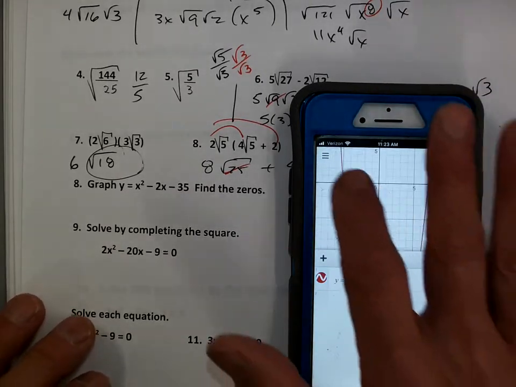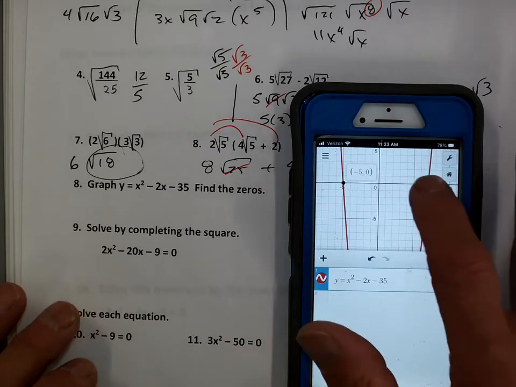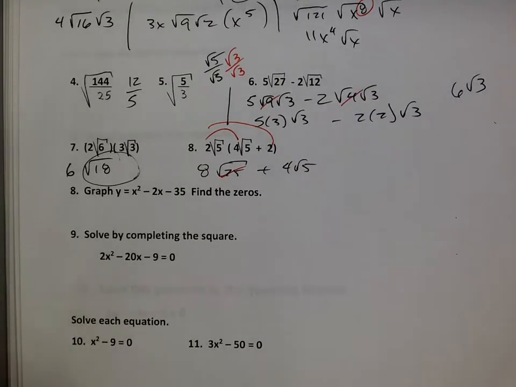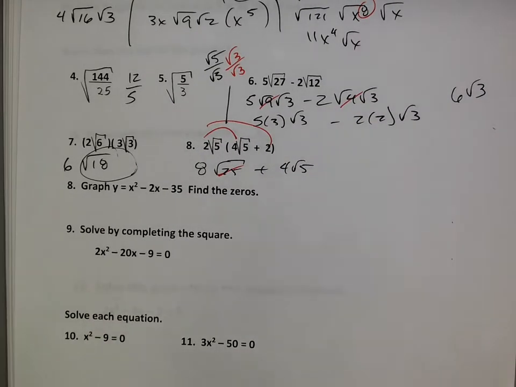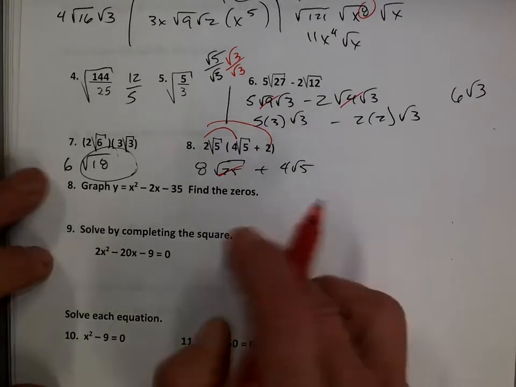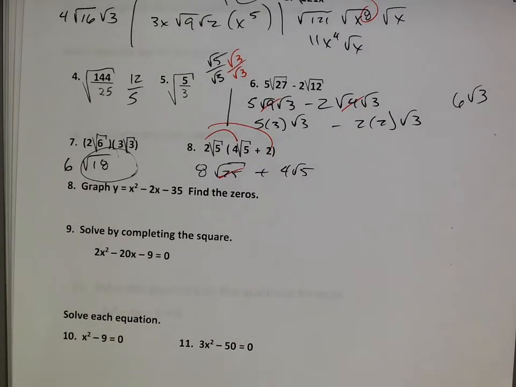So you get that answer, I get negative 5 and that answer, 7. So all you got to do is just graph it. Now, 9, complete the square, okay? And I'll do a little bit of work over here if you have the directions still.